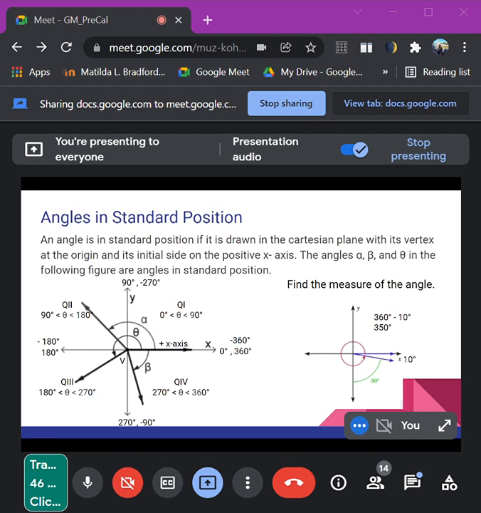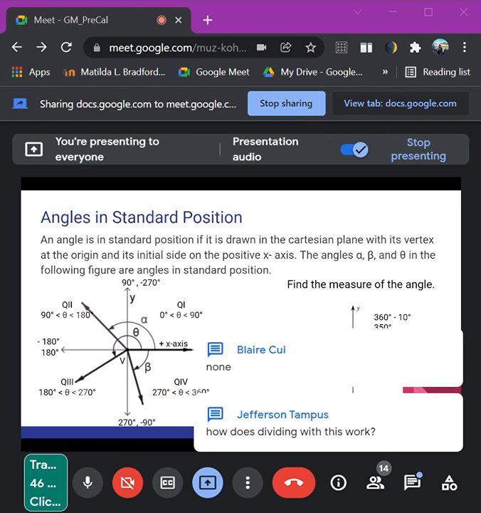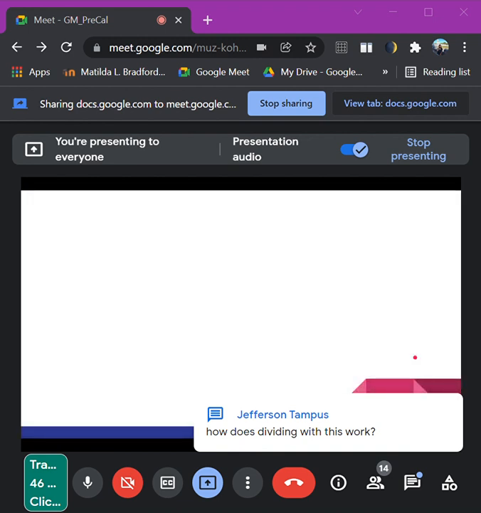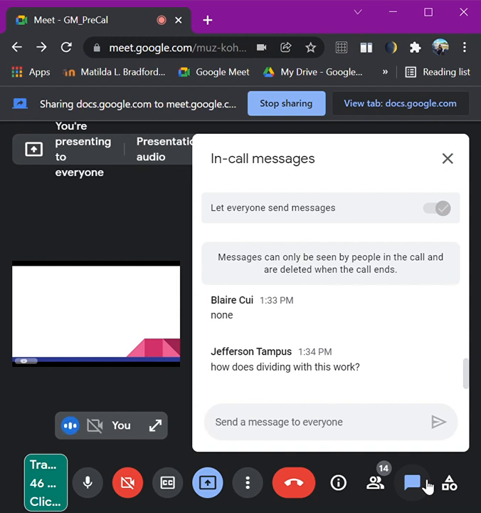Sige, questions for example number 1. Okay, wala ra. Very good. Now let's go to our example number 2, class. Another question. How does dividing with this work?